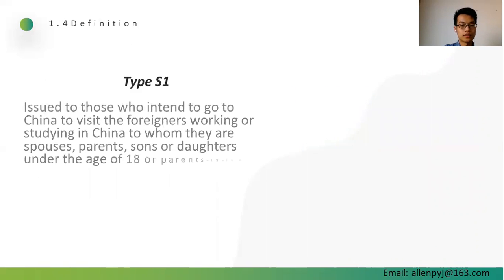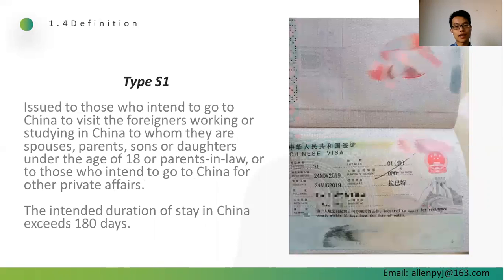The third one is Type S1. It is issued to those who intend to go to China to visit the foreigners working or studying in China to whom they are spouses, parents, sons, or daughters under the age of 18, or parents-in-law, or to those who intend to go to China for other private affairs. Its validity is more than 180 days.